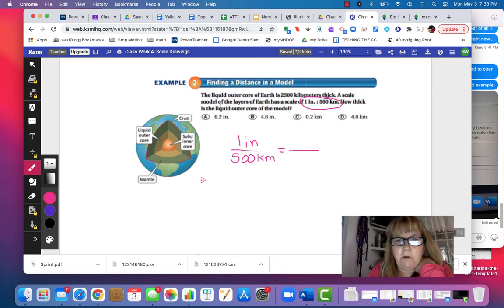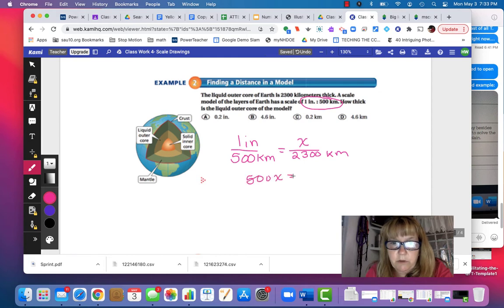The liquid outer core of the Earth is 2,300 kilometers. So that's real life, and it goes here. And we want to find out, what is it on this little model here? So we would put an x here. And then we cross multiply. 500 times x is 500x. x is equal to 1 times 2,300, so 2,300. And then to get x by itself, we're going to divide both sides by 500.